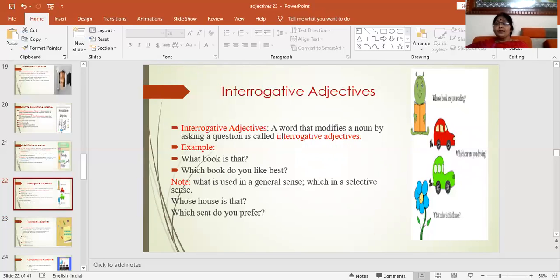Now, what are interrogative adjectives? Interrogative adjectives are words that modify a noun by asking a question. For example, what book is that? Or which book do you like best? In these two questions, what is used in a general sense and which is used in a selective sense. Or I can say, whose house is that? Or which seat do you prefer? So words that modify a noun by asking a question are called interrogative adjectives, right?